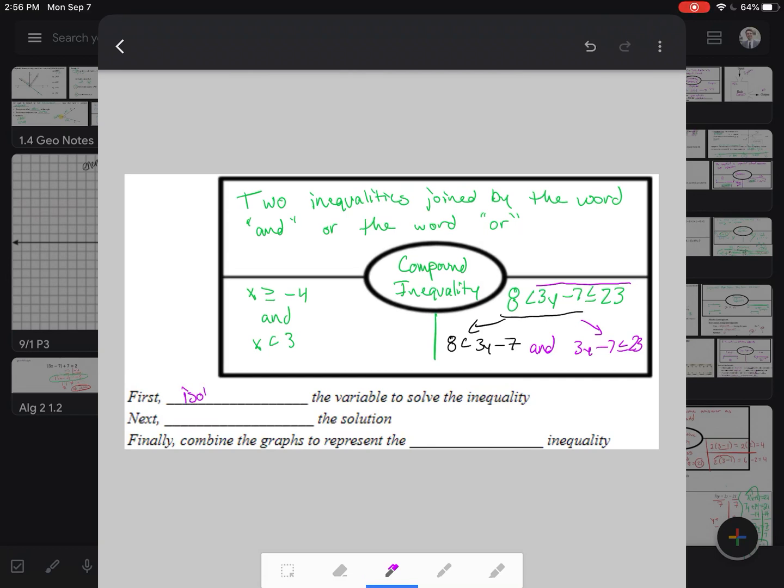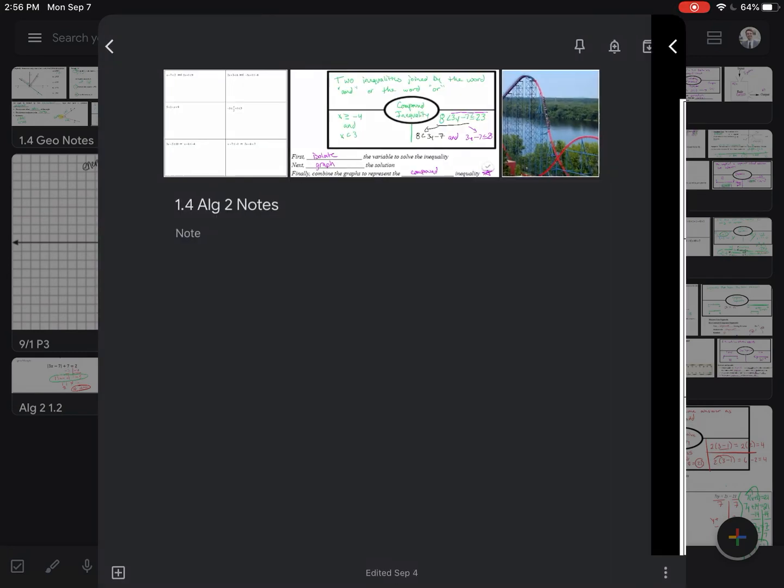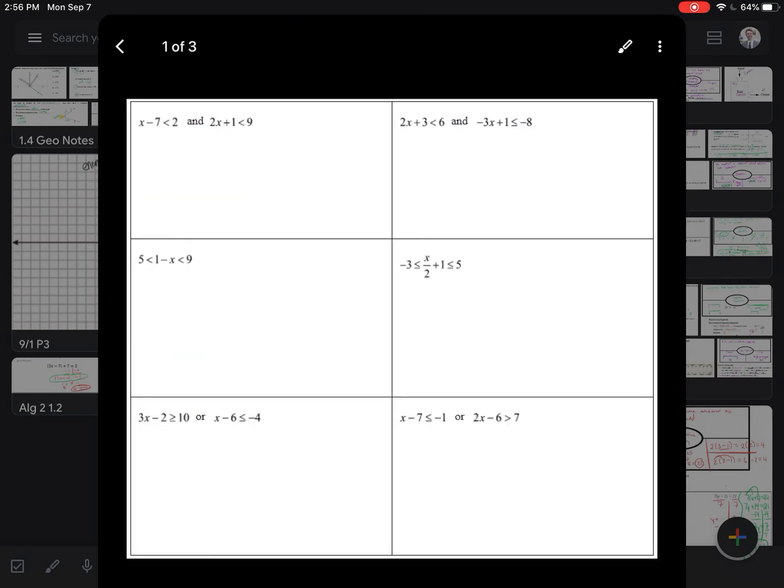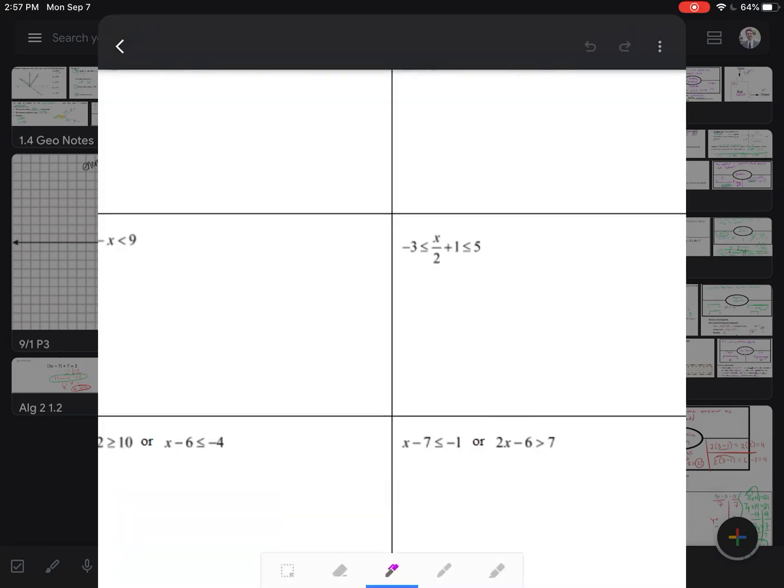So first, isolate the variable to solve the inequality. Next, graph the solution. And then finally, combine the graphs to represent the compound inequality. So the only new step today that you haven't probably seen before is putting two graphs together to make a compound inequality. But the solving and the graphing of inequalities hopefully should be a little bit of review. And if not, reach out, we'll help you. We'll make sure that you can get through step by step. So go through some examples. We'll do an and one first, and then we'll do an or one after. And actually, I want to start off with number 2.